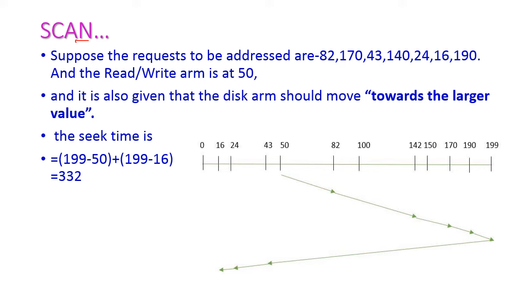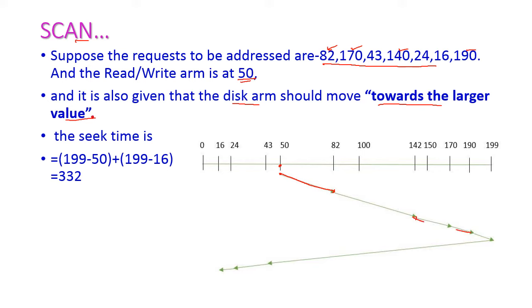Okay, these are the requests waiting in the request queue and the current read write head position is at 50, and here the disk arm should move towards the largest value. Which is the largest value from 50? 82, isn't it? So from 50 it will move to 82. After that, from 82, the next largest value is 140, so that will move to 140. After that 170, then 190. Okay, it will go like this.